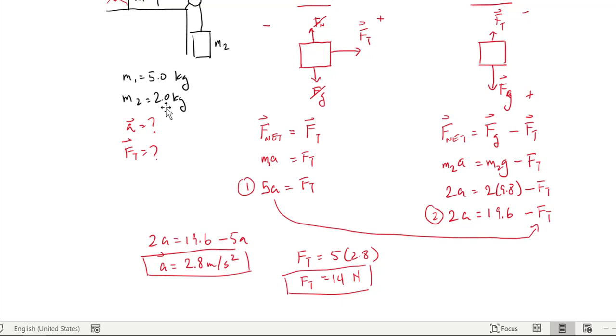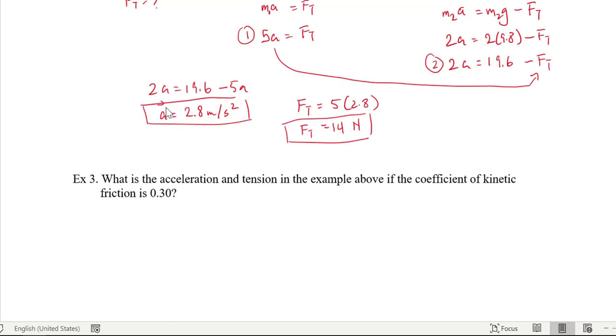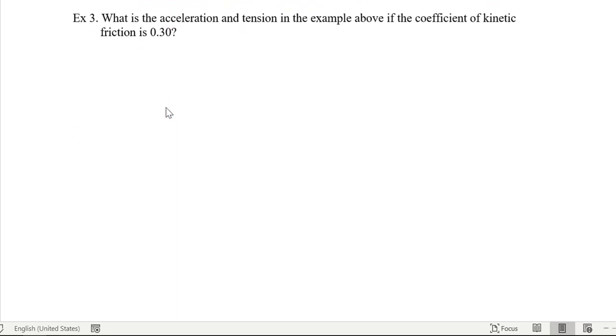All right, now we assumed that there's no friction in this case, but of course there's always friction. So how would this calculation change if there was friction? It says, what is the acceleration and tension now if the coefficient of kinetic friction is 0.30? So if we look at our free body diagrams, M1 and the free body diagram of M2, just keep in mind M2 was 2 kilograms and M1 was 5 kilograms.